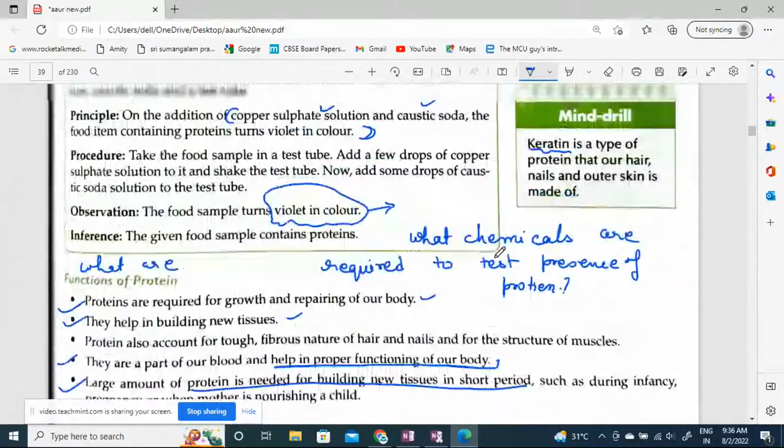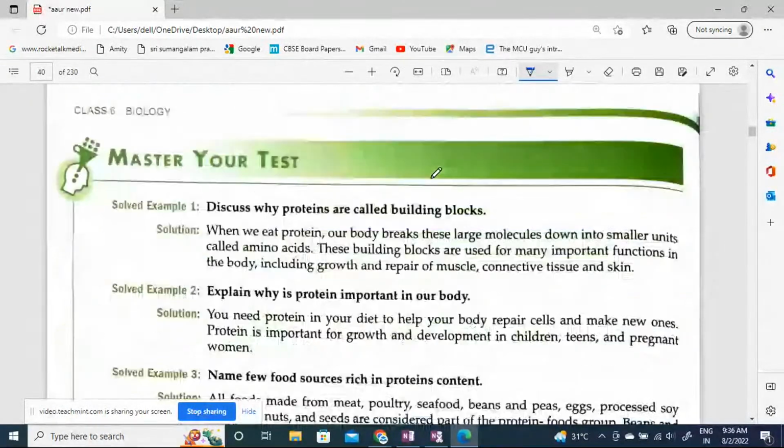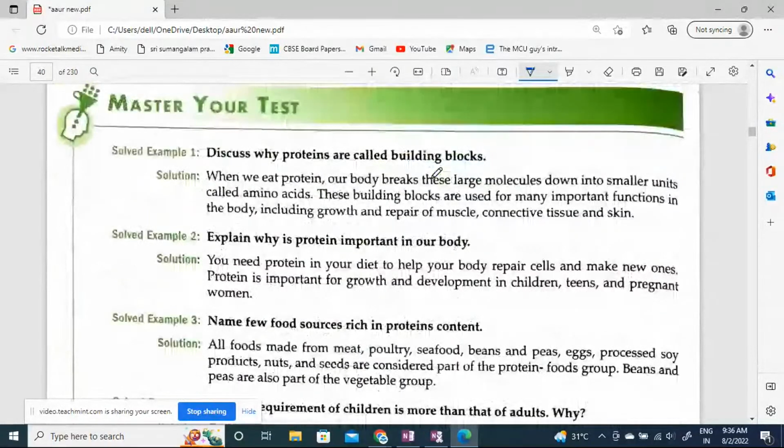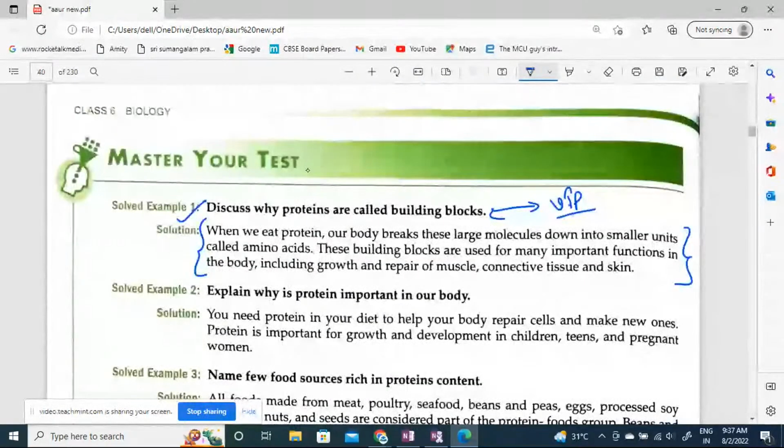Even in the nails there is keratin. Yeah, now see, this is the same question we have: why proteins are called building blocks? You can utilize this answer over there. Clear? According to me, it is an important one. You can say that it is a VIP question. Discuss why proteins are called building blocks.